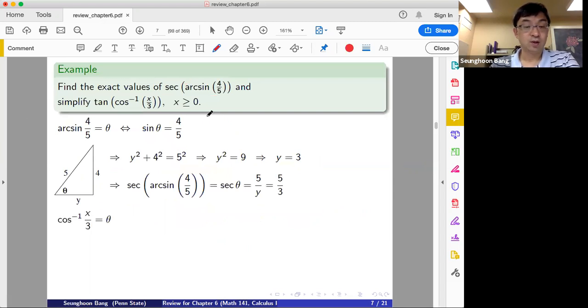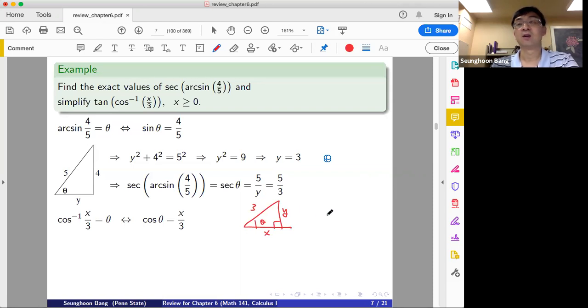The next one, inverse cosine of x over 3, same. Inverse cosine of x over 3 is theta, in the right triangle, here, the theta. Next, use the definition of inverse cosine. The cosine theta equals x over 3. You can draw the same triangle like this. You can write cosine theta is adjacent over hypotenuse. You can find the opposite by using the Pythagorean theorem.